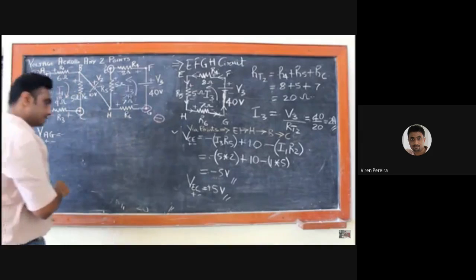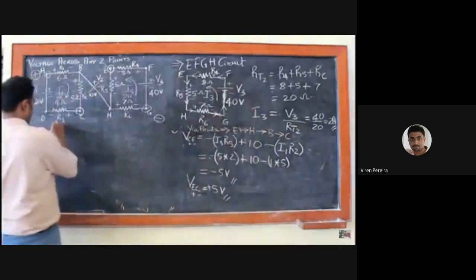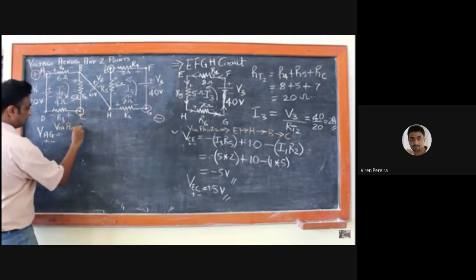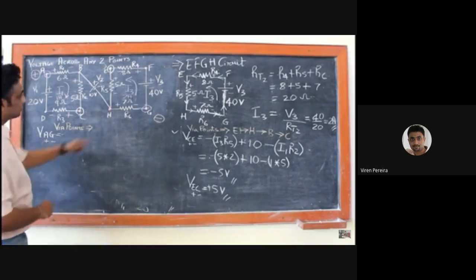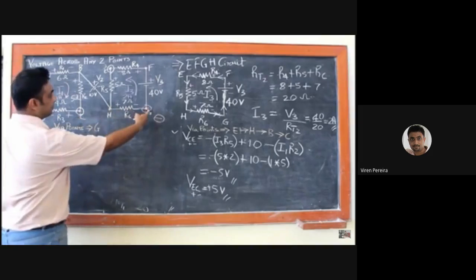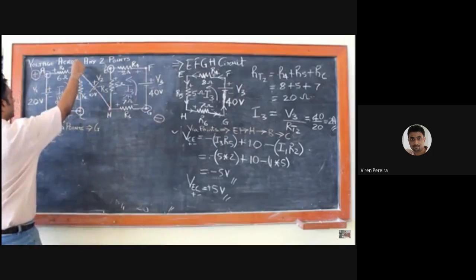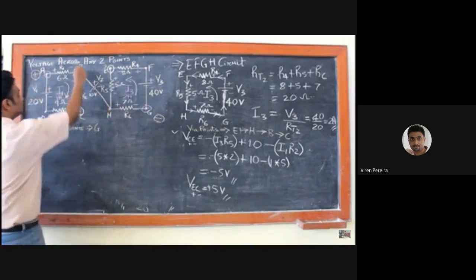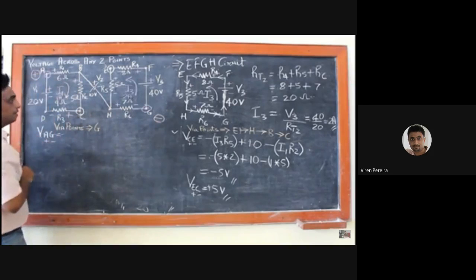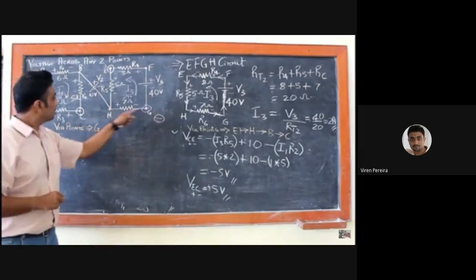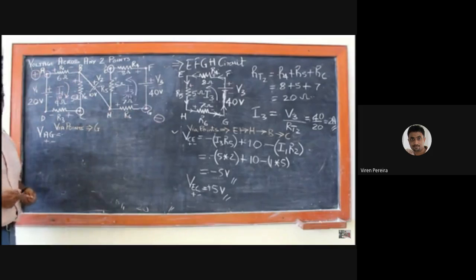So I will just note my points. I'm starting from G. We can go from points G to F, F to E, E to H, H to B, B to A. Or we can go from points G to H, H to B, B to C, C to B, and B to A. But the shortest path, where we can avoid most of the components and solve it more quickly, would be from G to H, H to B, and B to A. So this would be the quickest path to solve our problem effectively.